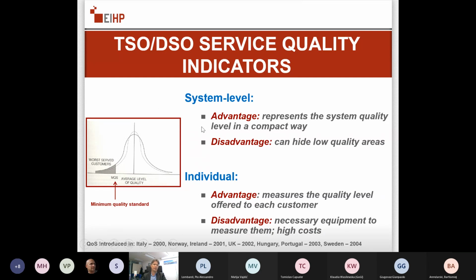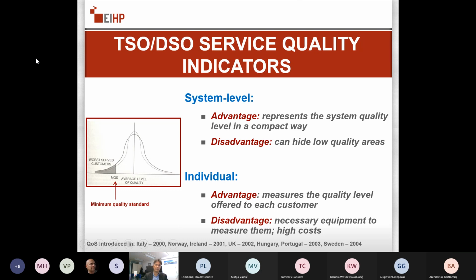Of course, both approaches have advantages and disadvantages. If you measure the quality of your system operator on a system level, you have just one number. Like, Slovenian DSO is doing well, we're having rates of, I don't know, 4.2. And this is, as always, statistics. So you can have some areas which are really poor, and you can have some areas that are really excellent, and the average is 4.2.